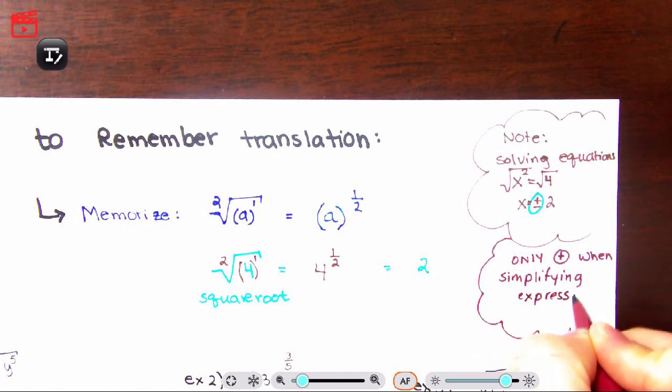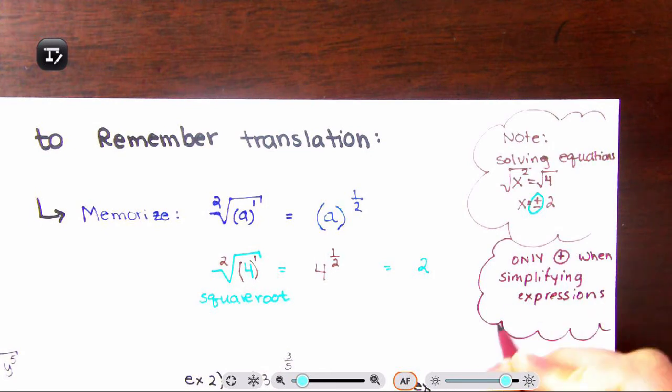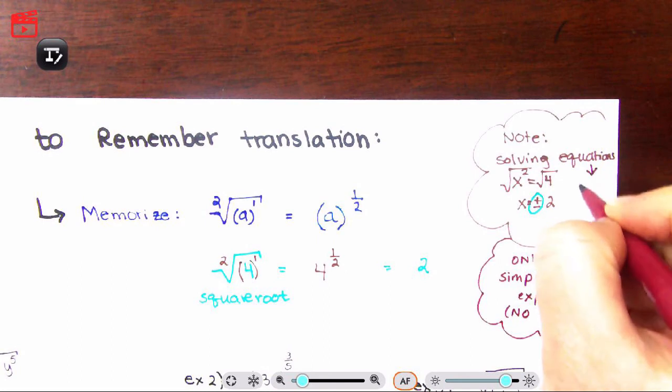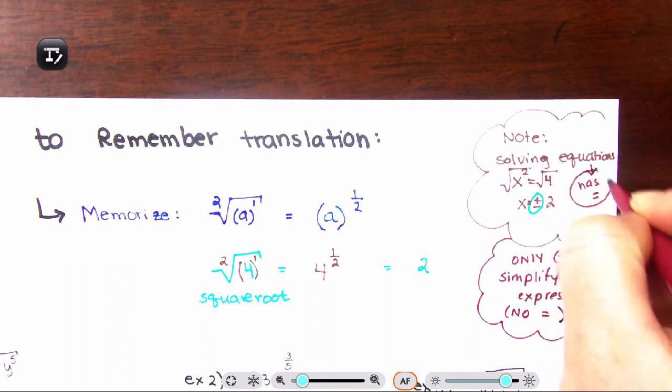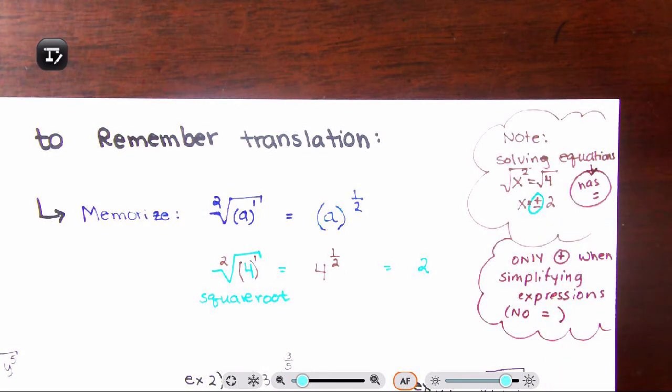Now, expressions don't have an equals. This one, equation, has an equals. When you're solving for a variable, it is a plus or minus. If you are not solving for a variable, you don't have a plus or minus. Hopefully that clarifies some things.